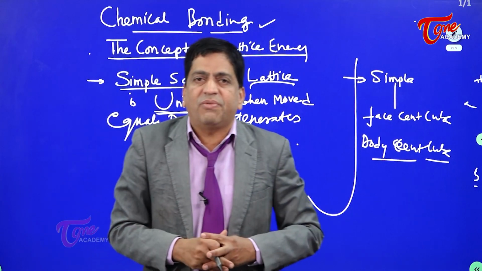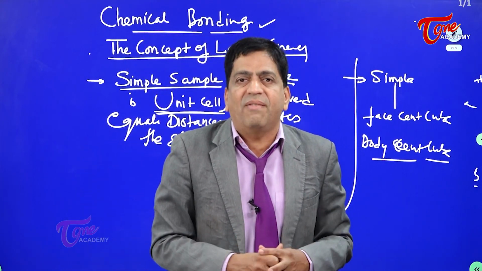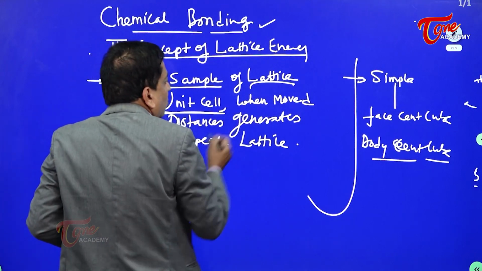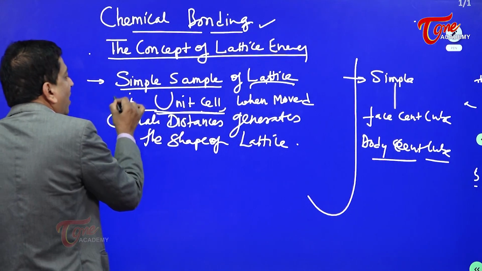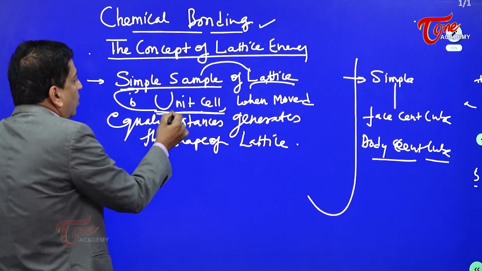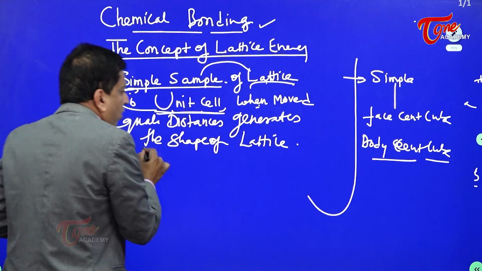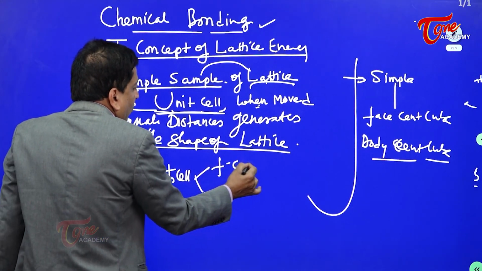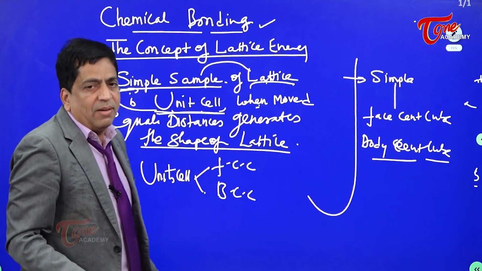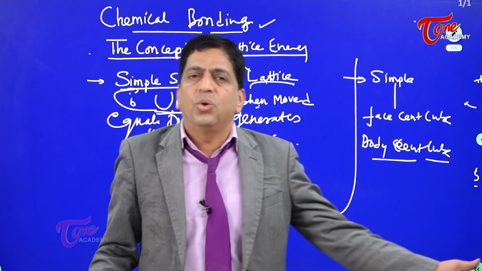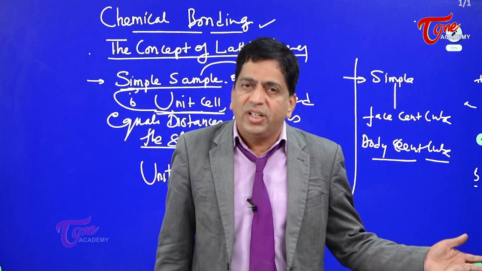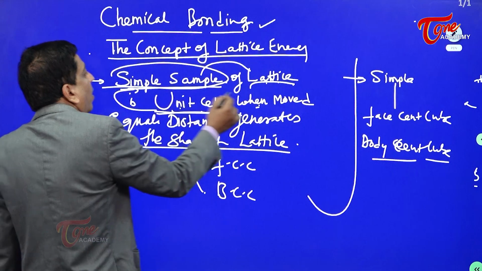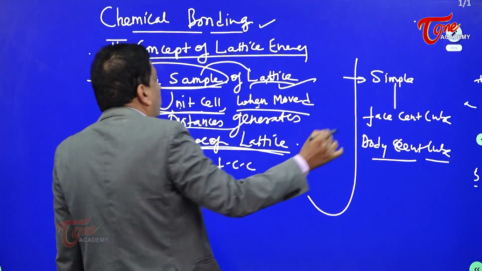When I say the shape of NaCl is face-centered cube, I'm actually referring to the unit cell of NaCl being a face-centered cube. You must understand. So if someone asks you, what's a unit cell? It's nothing but the lattice, but it's the simplest sample of the lattice, which when moved through equal distances generates the shape of the lattice. And unit cells can be FCCs, they can be BCCs. If someone asks what is face-centered cube, you tell them that it's a unit cell. What is BCC? You tell them it is a unit cell. And what is a unit cell? More correctly, it is the simplest sample of a lattice, which when moved through equal distances generates the shape of the lattice.